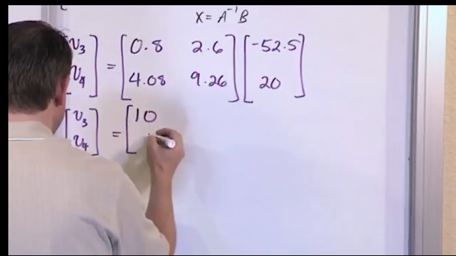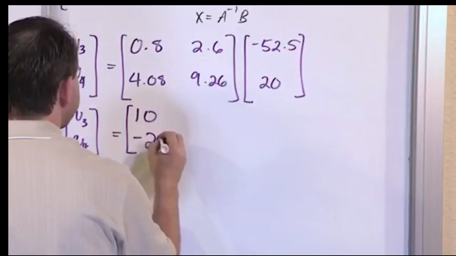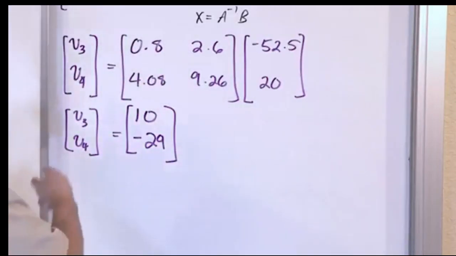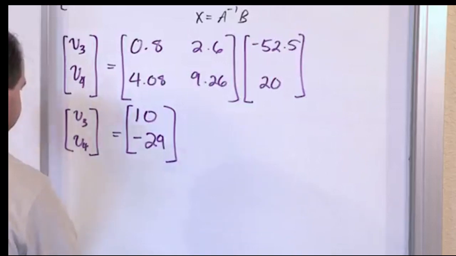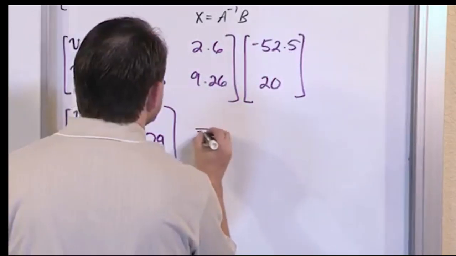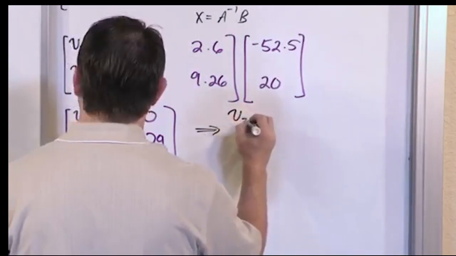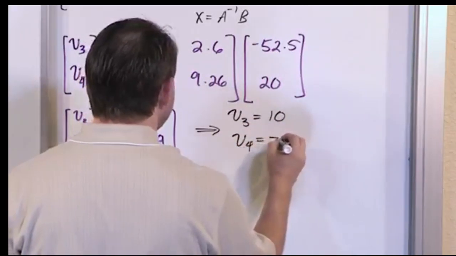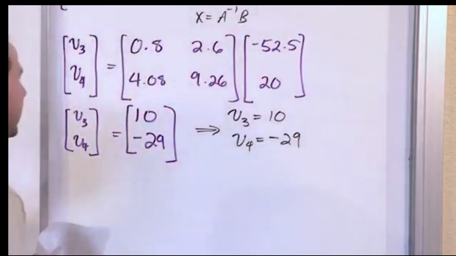You get a nice 10 up here and a nice negative 29. It doesn't always work out like that, but it sure does give you a good feeling that V3 and V4 are nice numbers, right? So let me just summarize over here. V3 is equal to 10. V4 is equal to negative 29.